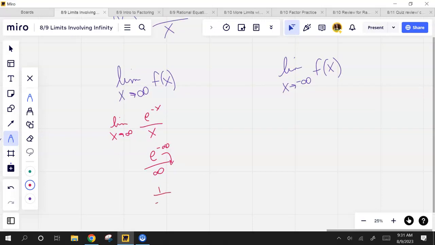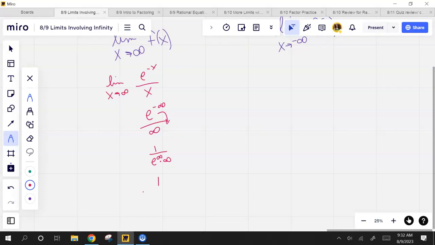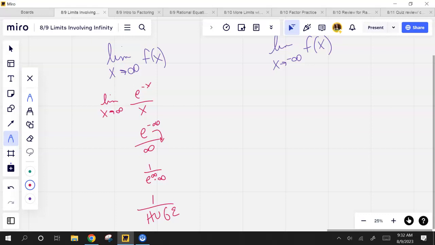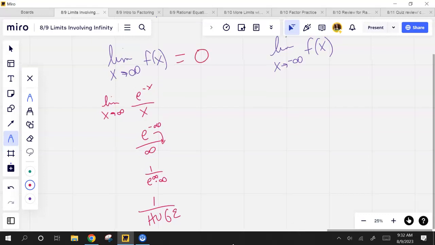So then I have 1 over e to the infinity times infinity. So I'm just thinking that bottom is huge, right? What happens as you have 1 over huge, just the biggest you can think about? What happens is a very small number. What do you think? And I'm getting smaller and smaller, right? 0. I'm going to say this one is probably going to 0. Does that make sense?